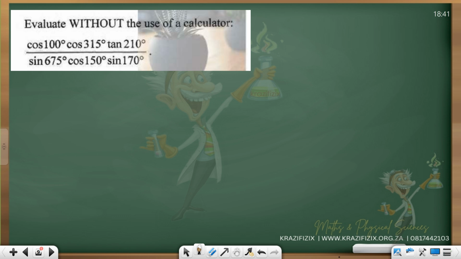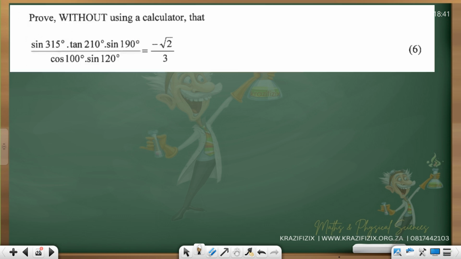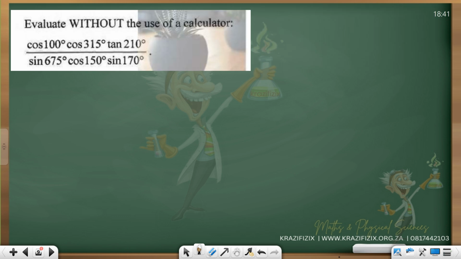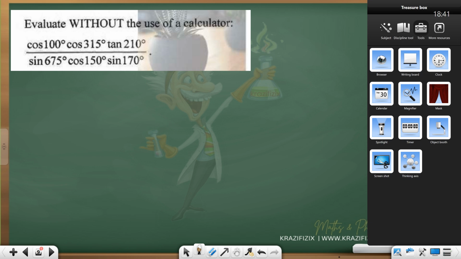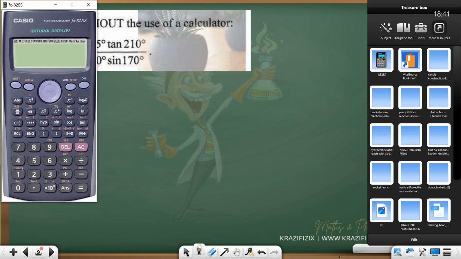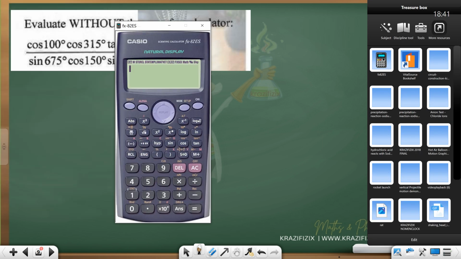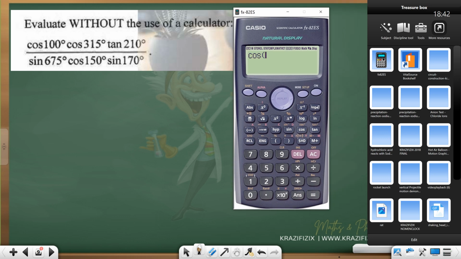Guys, how do you do this one? I told you how to. Here you just cheat your way to get an answer. Do you guys remember how? Let me do one, because we'll go to quadrants later. What is cos 100? Look, I told you what to do, guys. Don't stress yourself. No one is going to see what you did. Be smart and get your marks.